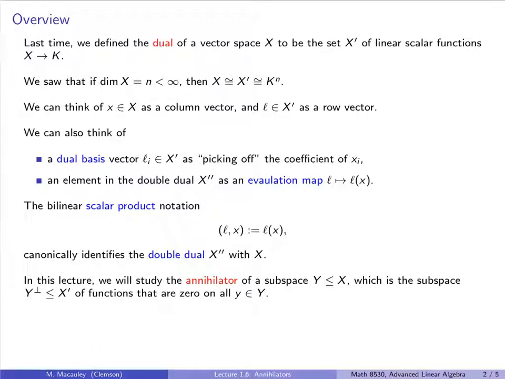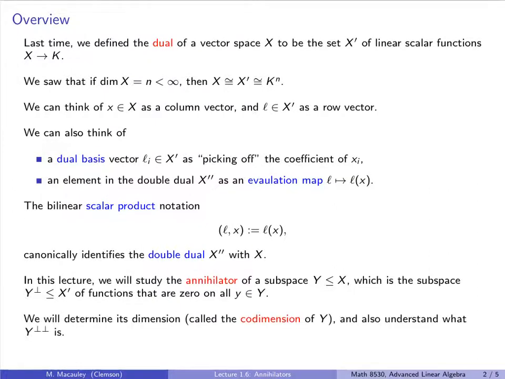In this lecture, we will study the annihilator of a subspace Y, which is the subspace that lives in the dual, consisting of all scalar functions that vanish or are zero on everything in Y. So that's called the annihilator. We will determine its dimension, which is called the codimension of Y. And we will also understand what the annihilator of the annihilator is. So we'll call this Y perp and this Y double perp. Let's get started.